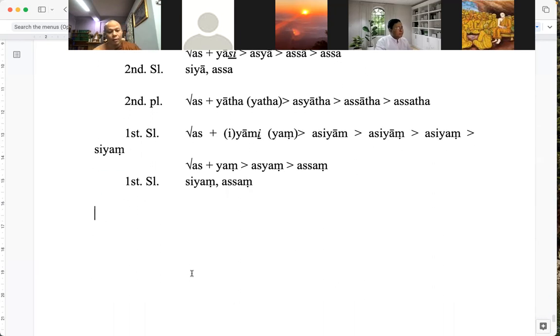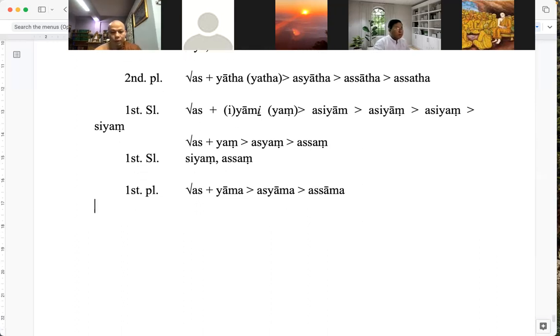And then now the last one. So first person plural. So root as, and then yama. Yama. So we don't use insertion. So now asyama, and then saya becomes the sasa. So asama. Only one form. Only one form.